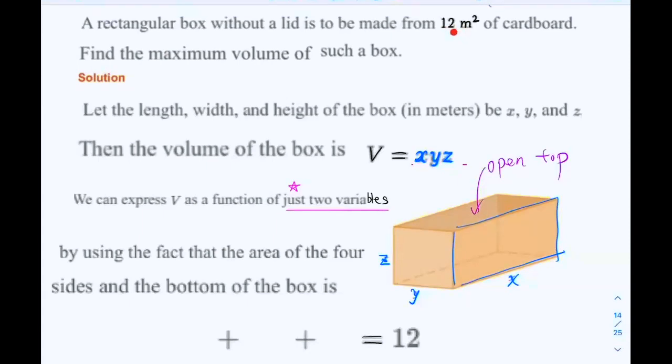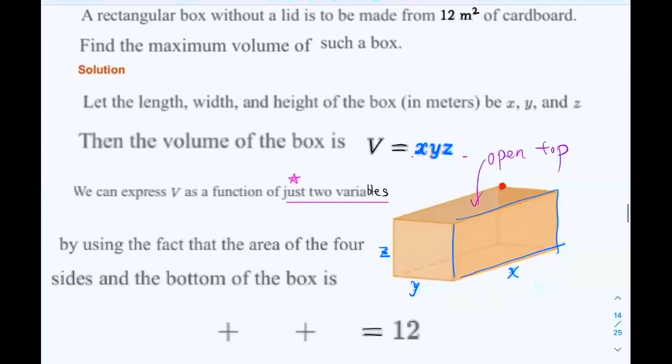The area of the box, right, is going to be 12 square meters. This one has an open top, right? So the area here will have the front and the back, the left side, the right side, and the bottom, but no top. Okay.